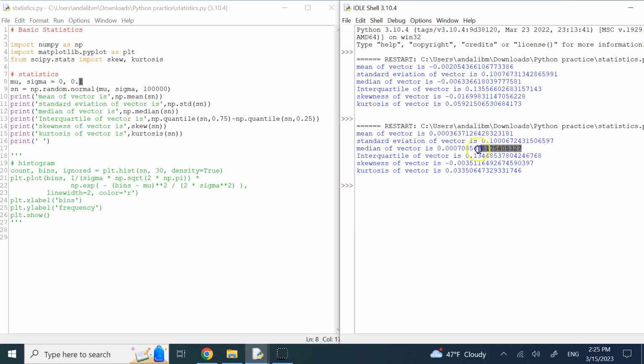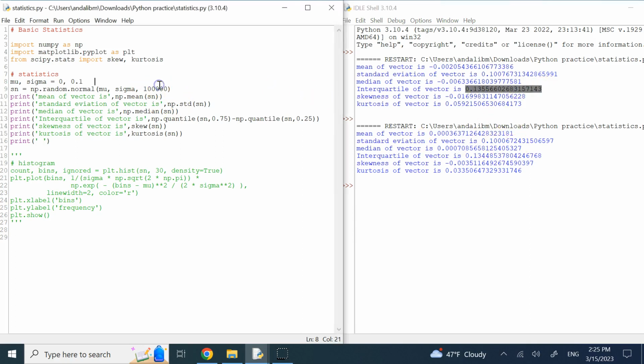And if you look now, you see the median is also closer to 0. The skewness is closer to 0. The kurtosis is a little bit smaller, closer to 0. And the interquartile range is close to the previous number, a little bit more accurate. So the more numbers we have in the sample, these estimates are closer to the actual population parameters.